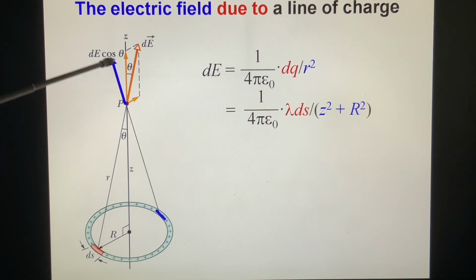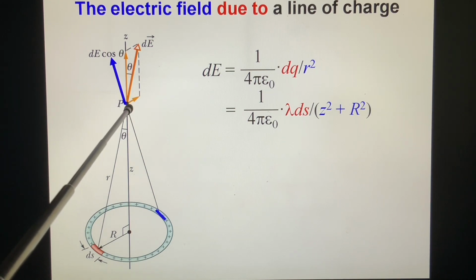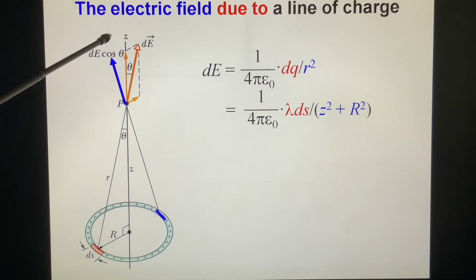The magnitude dE must equal this dE because of the symmetry. Combining these two, only the E component along the Z direction overlaps. The components perpendicular to the Z direction cancel out. So we take the charges in pairs, many pairs. Each pair's dE is along the Z direction. So finally, each dE's component along the Z direction makes the final contribution.